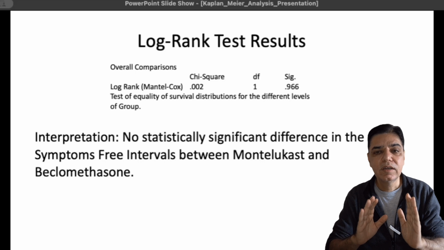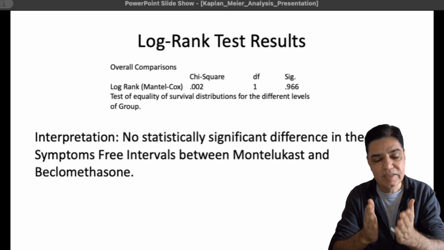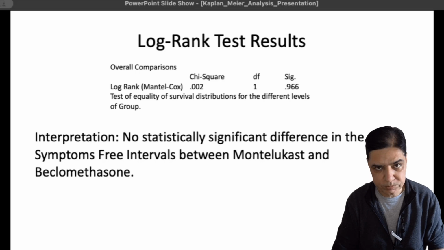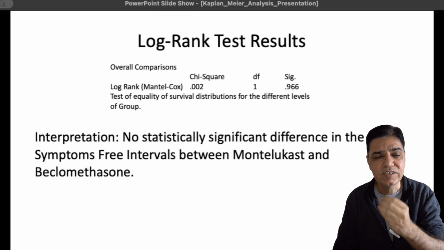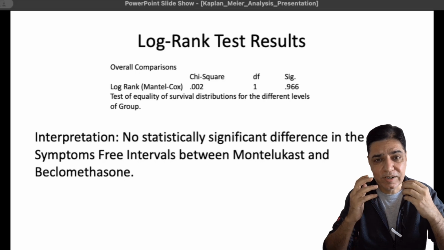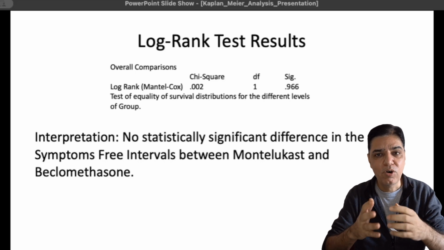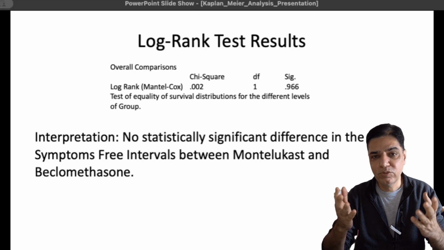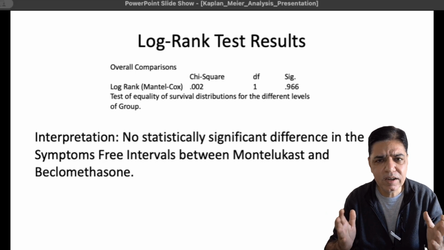So montelukast and beclomethasone are not better than one another. How? Because we have run a study, and this study and the statistical method are telling us that there is no real difference between these two groups. So this is the beauty of the Kaplan Meier survival curve and the statistical test associated with it, which we call the log rank test, which tells us if there is a real difference between two treatments or not. So we applied this concept on children who were getting repeated asthma, and we started them on montelukast and beclomethasone, and some parents were saying this is better than the other. So we can tell them, oh, there is no real difference between these two things. They are the same thing.